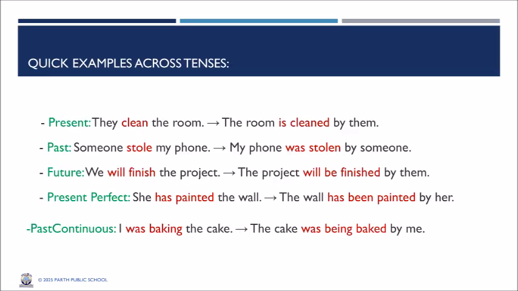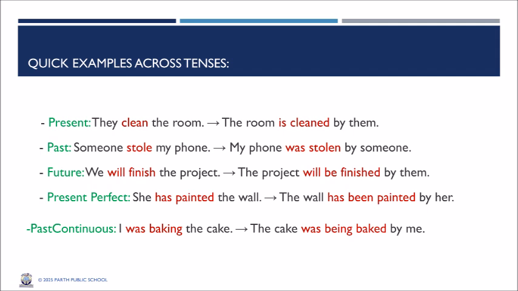Some quick examples across tenses. Let's try. Are you all excited to try them? All right then. First sentence from the present family. They clean the room. The room is cleaned by them. Very good. Next one from the past family. Someone stole my phone. My phone was stolen by someone. Very nice. Next one. We will finish the project. Now, this is future tense.